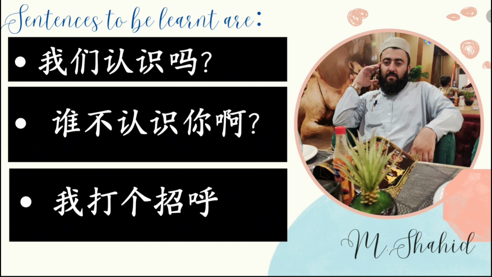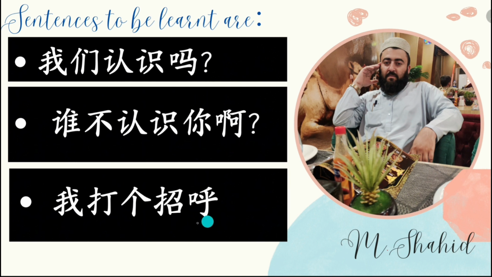Okay, now the second sentence is 谁不认识你啊? Who doesn't know you? तुम्हें कौन नहीं जानता? Okay, the meaning of this sentence is तुम्हें कौन नहीं जानता? Who doesn't know you? I will talk about this last modal or final particle or an auxiliary that is used at the end of a Chinese sentence, and I'll also talk about the role of this modal particle at the end of a Chinese sentence in the upcoming slide.